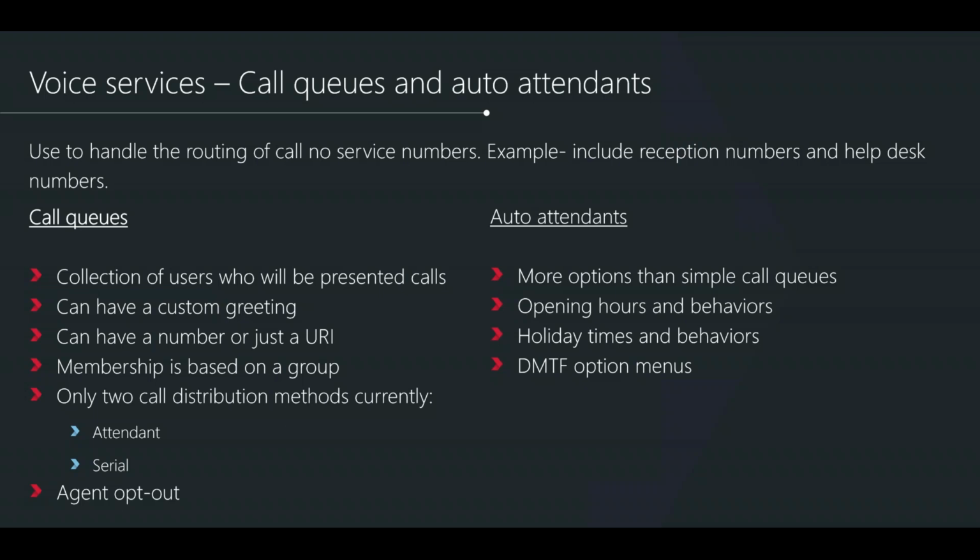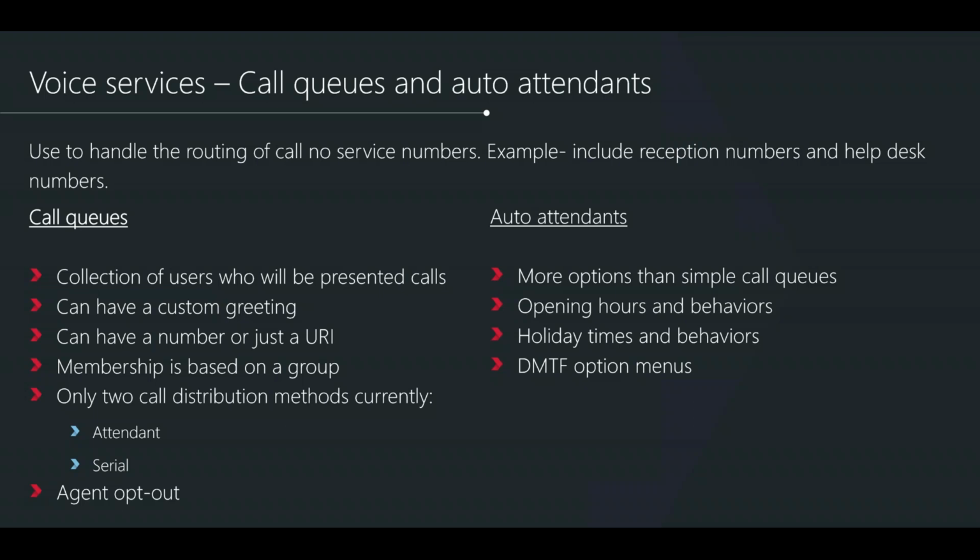So a problem we had with Skype for Business on-prem common area phones or hot desk phones is after 15 minutes they go into an away state and they suddenly stop getting response group call queue calls. The attendant mode actually allows you to override that, and regardless of what status the device is in, it will still attempt to present the call to it.